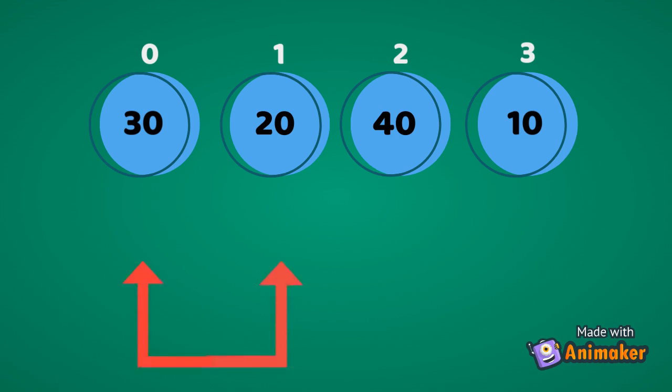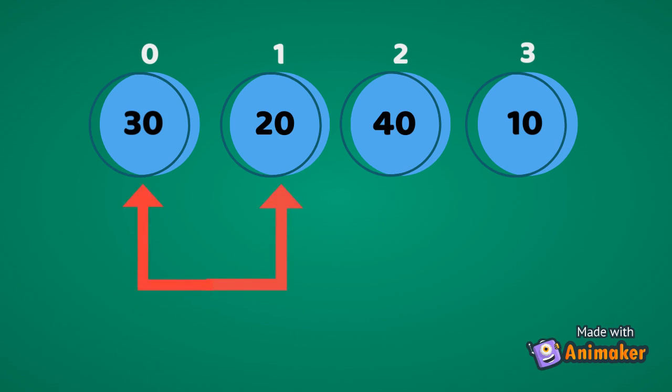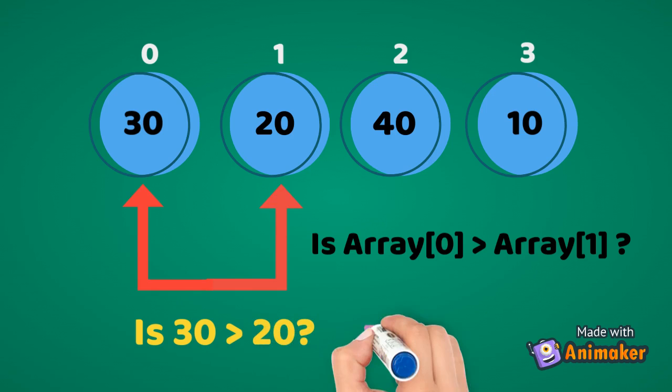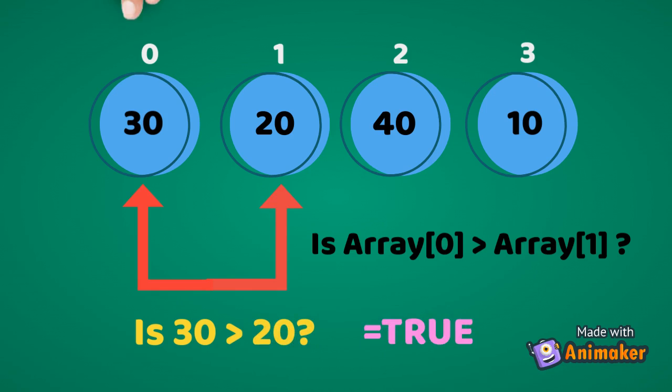Bubble sort starts with the very first two elements, comparing them to check which one is greater. Is 30 greater than 20? The answer is true. Since it is true, we are going to swap the elements that are in array 0 and array 1.